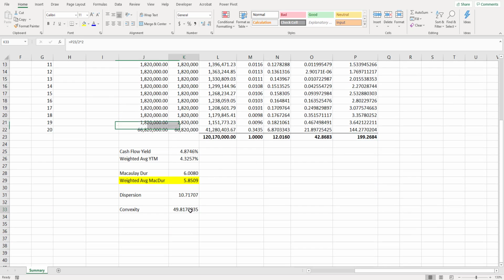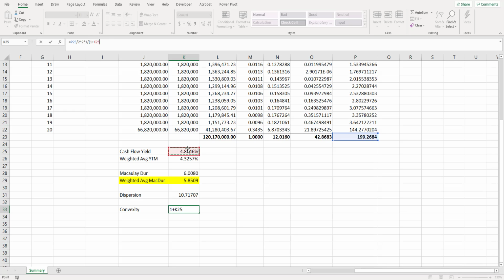Okay, now after that we are not done. We still have to discount the whole thing. We will have to divide the whole thing by 1 plus the cash flow yield, divided by 2 because of semi-annual period, and to the power of 2 because it's a squared term. So this is your convexity. Okay, this is the convexity of the portfolio, which is a useful adjustment that we introduce if, let's say, we expect large movements in the yield.